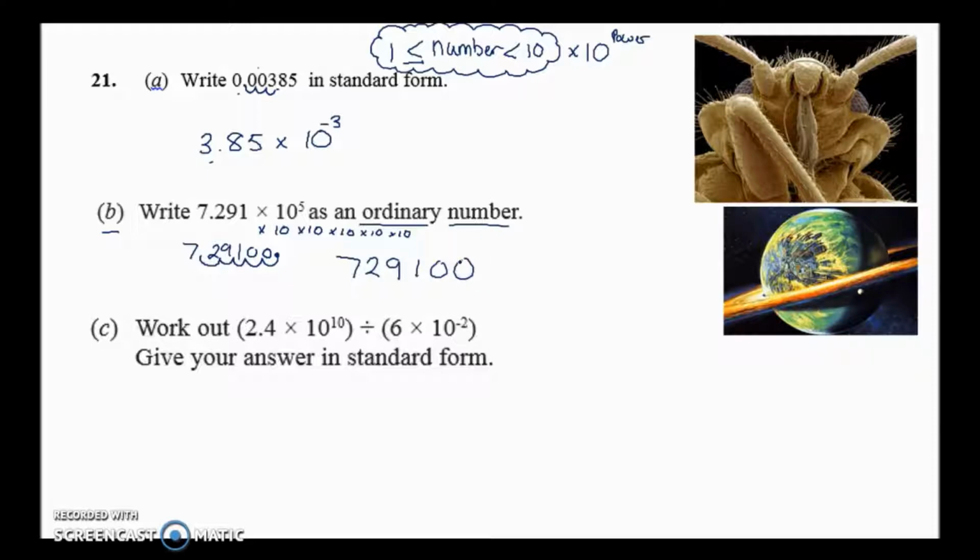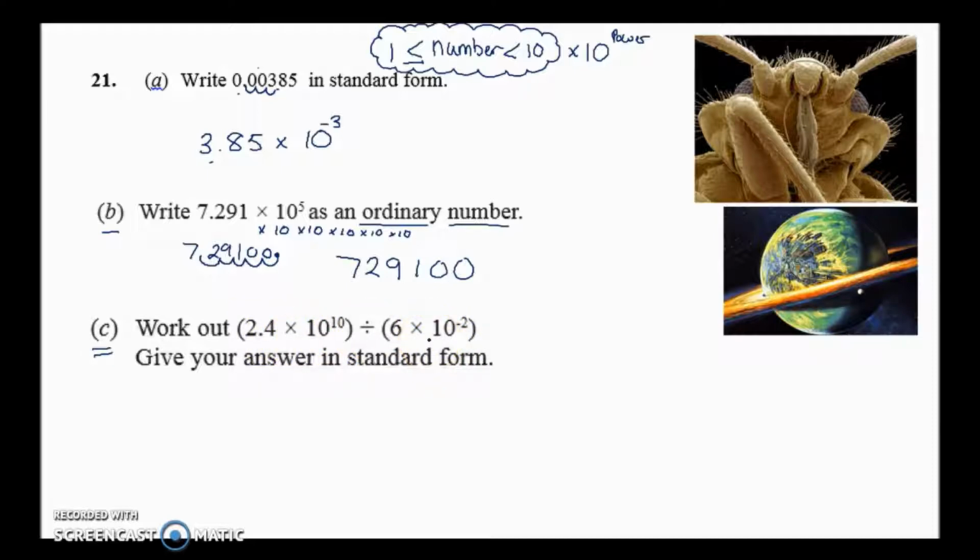729,100. Okay, that's the answer. That's what that would be if we worked it out and wrote it as an ordinary number. The last one is the most challenging part of this question really. It's asking you to work out one number in standard form divided by another number in standard form.